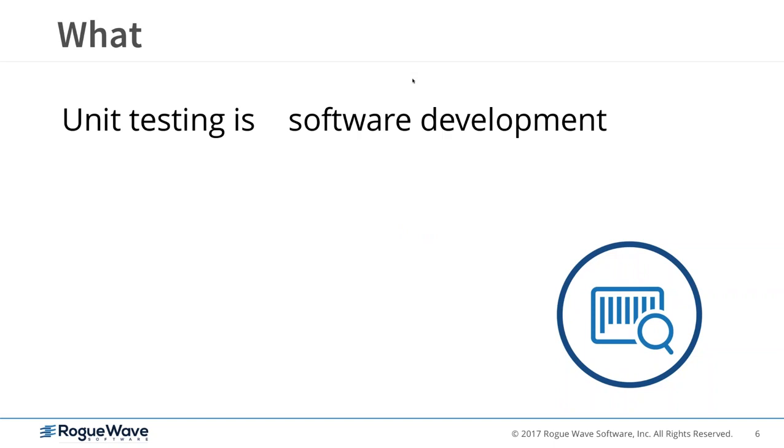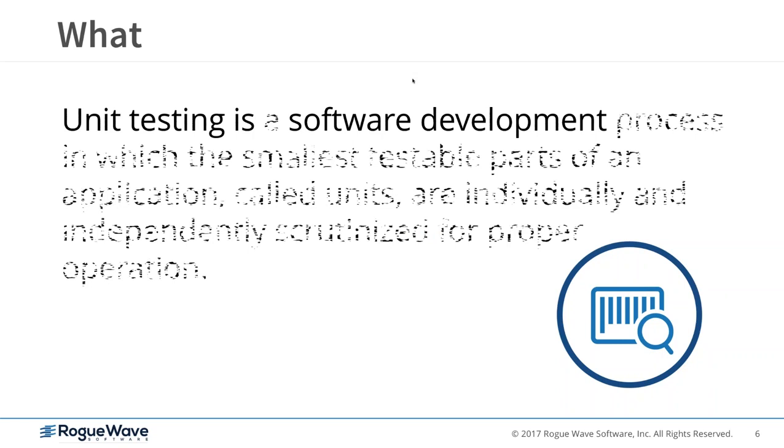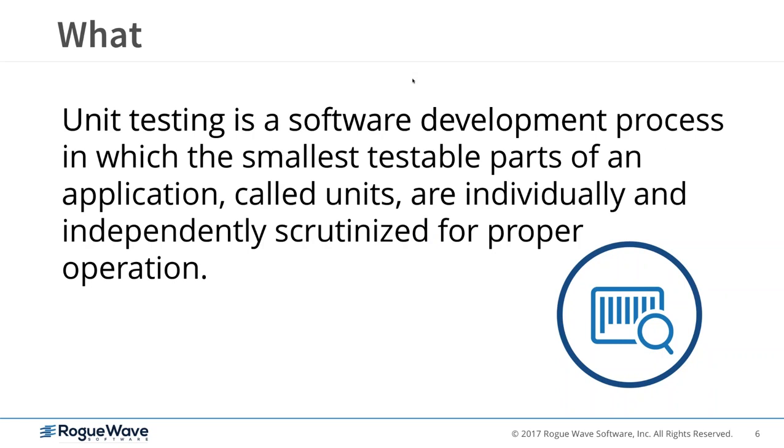What is unit testing? Well, unit testing is software development. But more granularly, unit testing is a process in which the smallest testable parts of an application, and we call these units, are individually tested and scrutinized for their proper operation. Now, those last two words are very important. Proper operation. You want to make sure that everything is behaving the way it should.